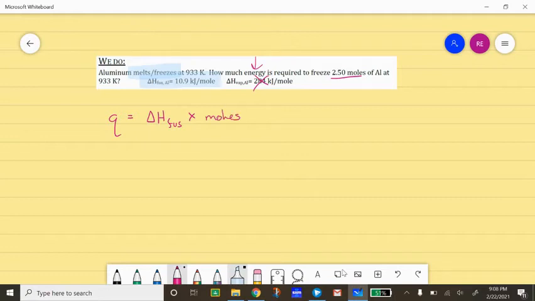Because what we really want is Q, which is in kilojoules. So we honestly just look at these units and say, I need to get rid of moles. So for this one, it ends up being pretty easy. We're just going to kind of plug and chug here.